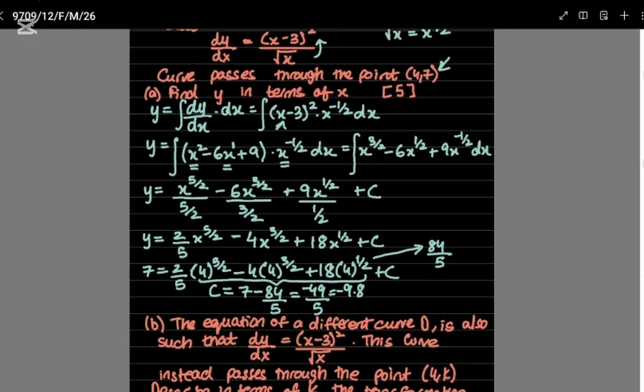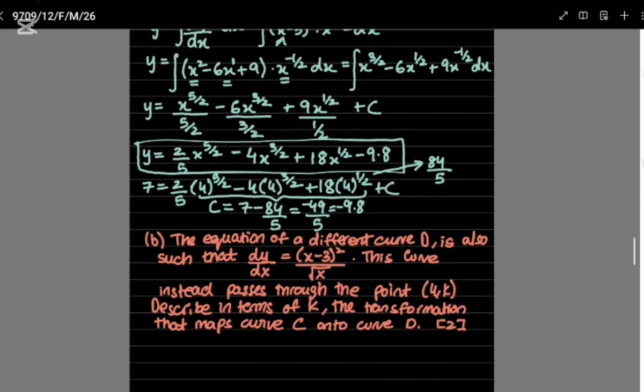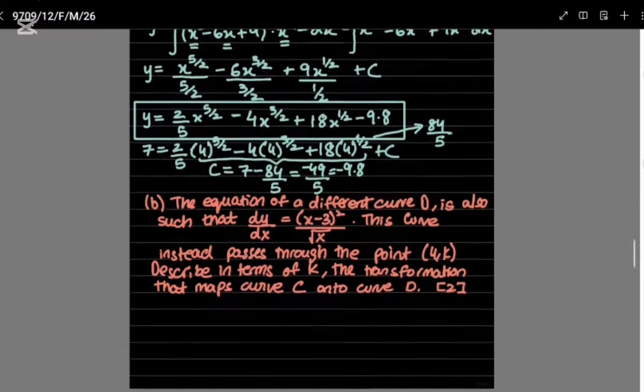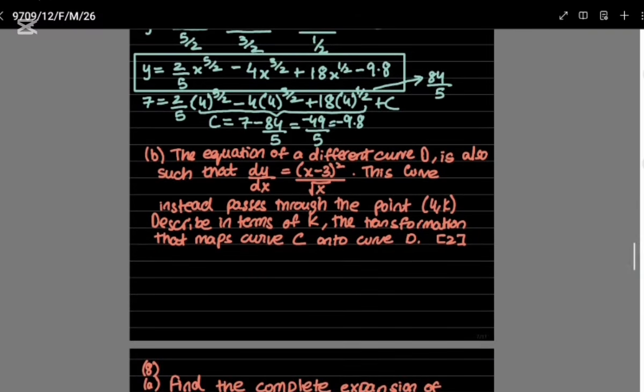So you can write it either way. Now what is your equation of the curve? It's basically the same thing over here. You write everything, but instead of plus c, the c is minus 9.8. So this over here is your final answer. Okay, wait, let me make it neater. Yes, perfect.